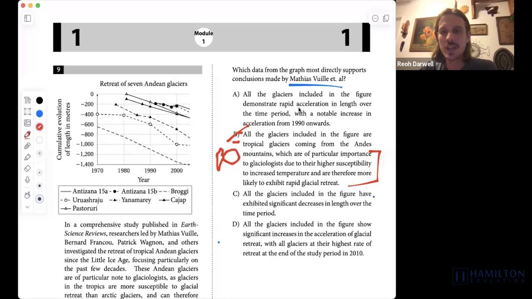Now here we see an acceleration in length. Okay, are they accelerating in length? No, right? They're going down in length. So maybe if there's an acceleration in retreat, we would be okay here, right? However, it's not true, right? They're not all accelerating faster, or they're not all going bigger. They're all getting smaller, opposite.